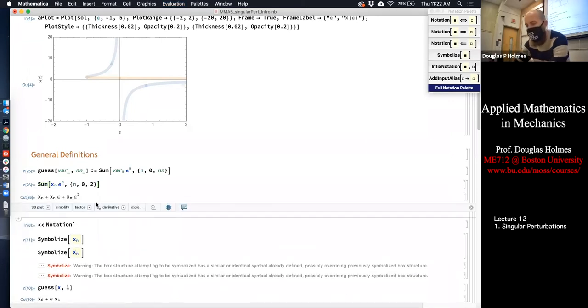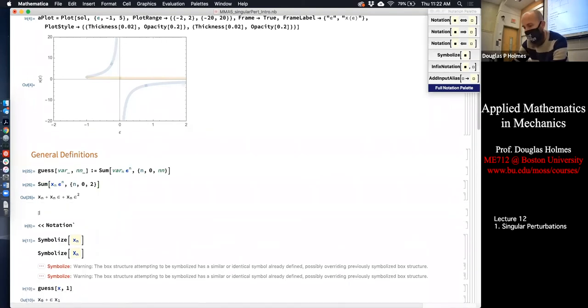This is equivalent to writing, let's see, like that. I don't know how to do this in Mathematica. I think there's a way. You're doing the summation from n equals 0 to 2. This is not the right notation. I can't remember how to do it. Of x of n epsilon to the n. So imagine the n, you probably can't see this. Hold on, let me make this bigger.